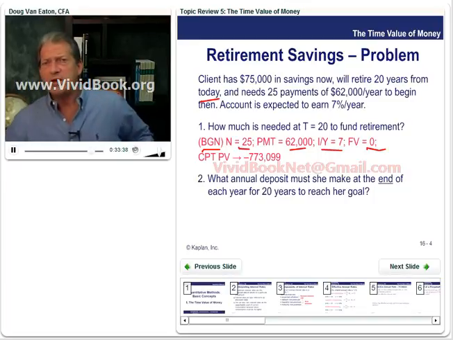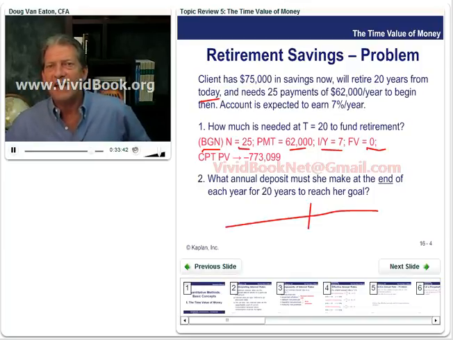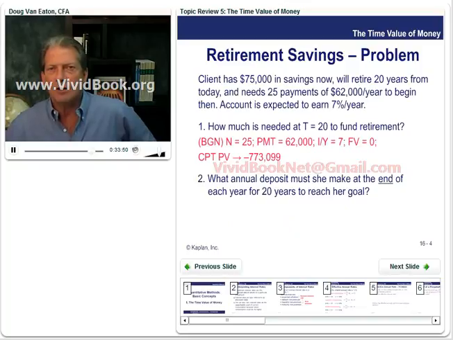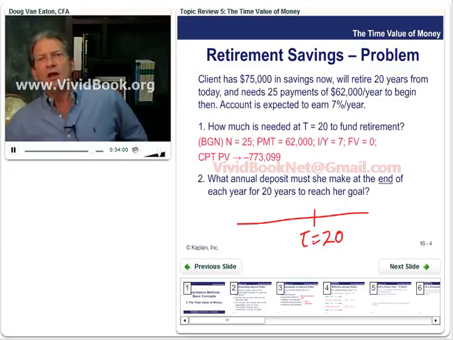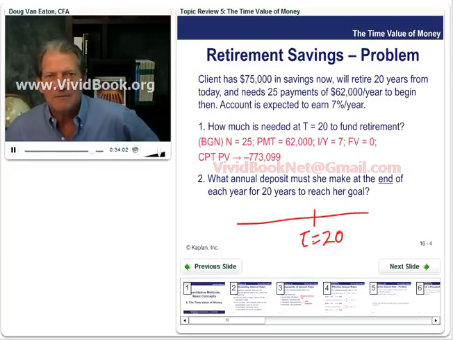Well, now we know we've got, let me draw a timeline again for you. We've got a time, let's do it right. I'll put T equals 20. I must write slowly with this. Okay, so at time 20, we need this much.